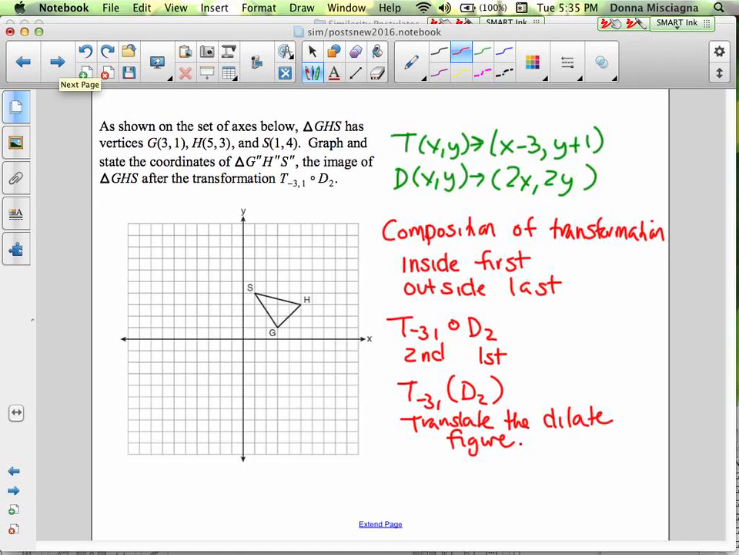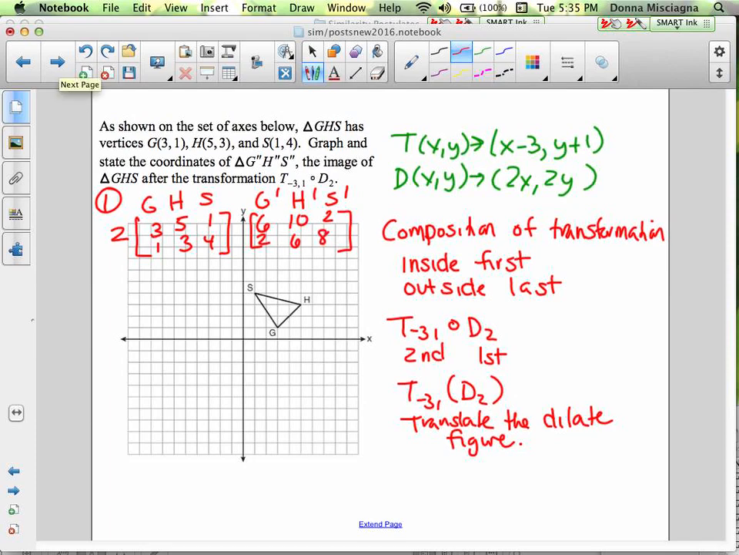I'm just going to write down the points. Oh, actually, I have them written right up here. That makes it easy. All right, so we're going to take GHS, (3,1), (5,3), (1,4), and we're going to multiply that, this is our first transformation, by 2, our scale factor. And that's going to give us G prime, H prime, S prime, which is just going to be (6,2), (10,6), (2,8).